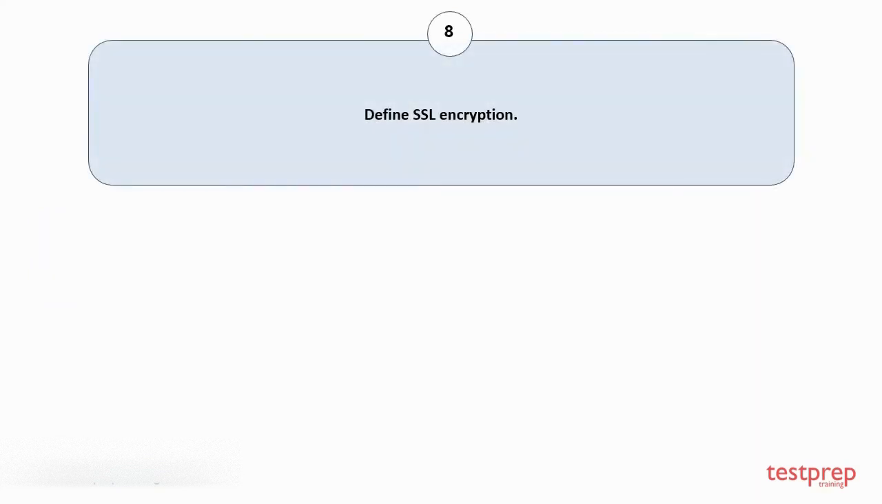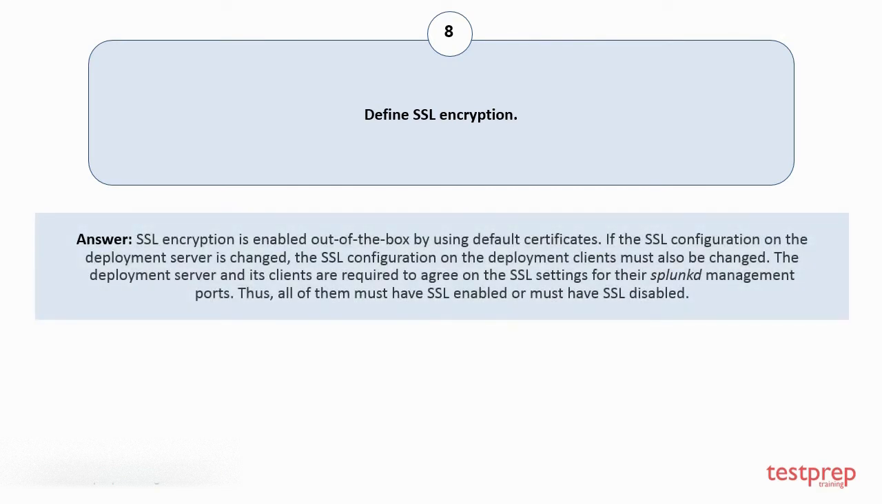Question number 8, define SSL encryption. Your answer is SSL encryption is enabled out of the box by using default certificates. If the SSL configuration on the deployment server is changed, the SSL configuration on the deployment clients must also be changed. The deployment server and its clients are required to agree on the SSL settings for their Splunk management ports. Thus, all of them must have SSL enabled or must have SSL disabled.